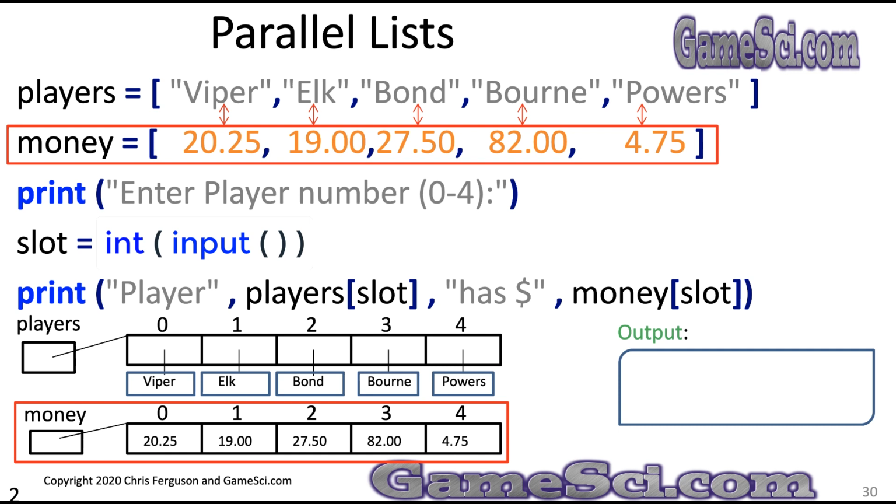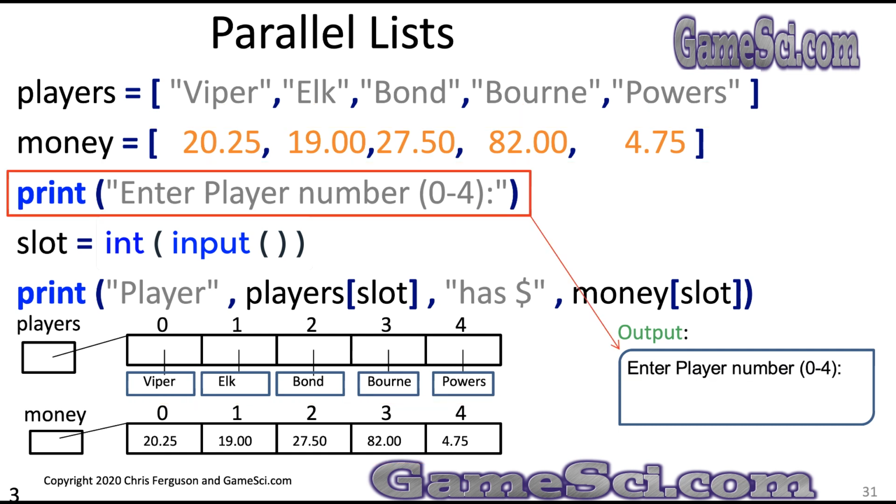Do you see what I mean by a parallel list? I have two separate lists, but the index for both lists match each other. Let's run a few lines of code and see how parallel lists work.